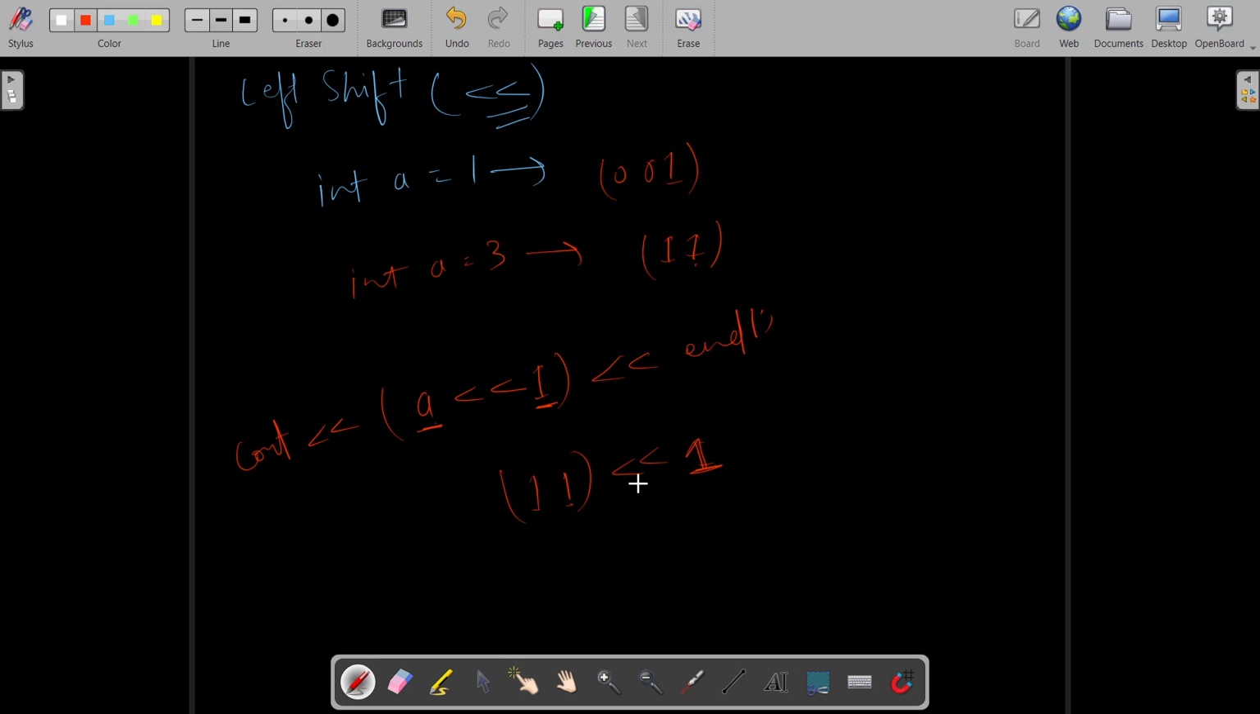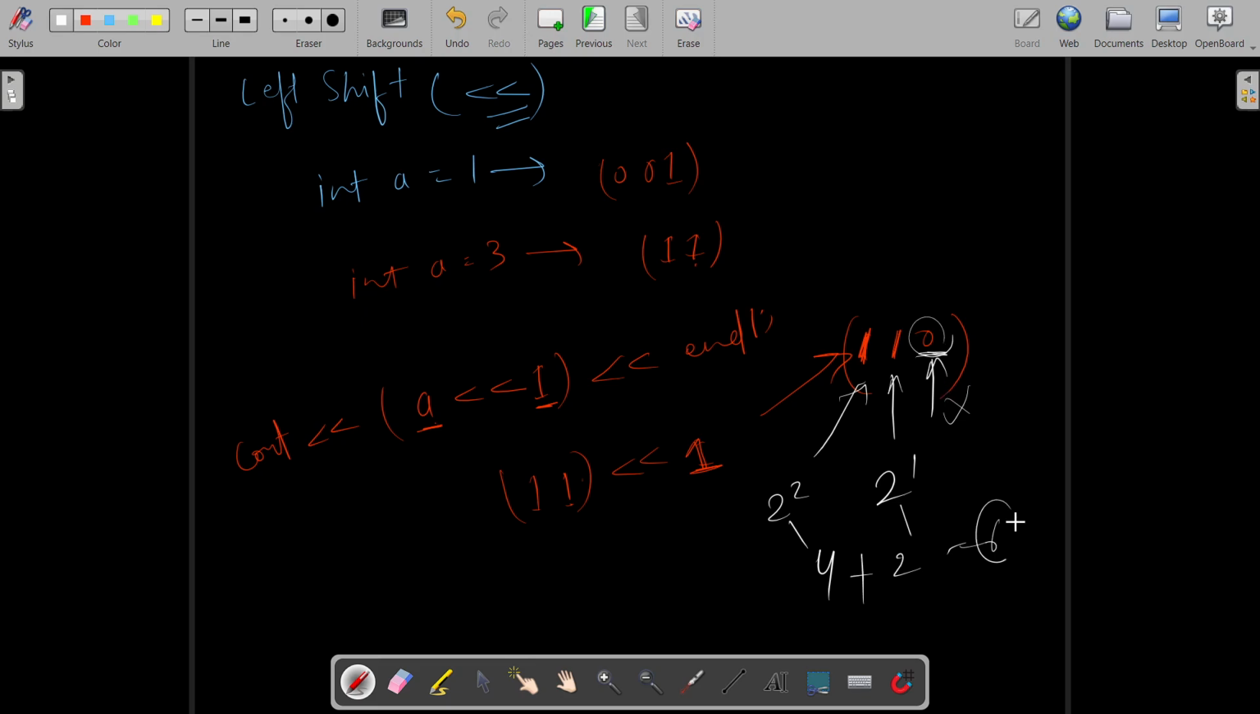If we left shift this by one place, these bits get shifted, a 0 gets added here, and these two get shifted, so it becomes 110. Let's extract the number out of it. This would have been 2 raised to power 0, but since it is not set, we won't consider it. This is 2 raised to power 1, and this is 2 raised to power 2. So 2 raised to power 2 gives us 4, this is 2, and 4 plus 2 gives us 6. So we get 6 if we left shift 3 by 1. Let's check.